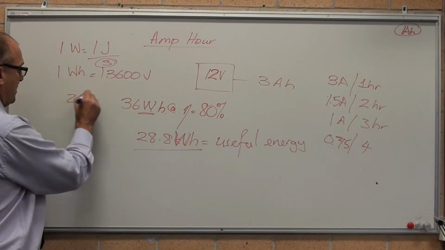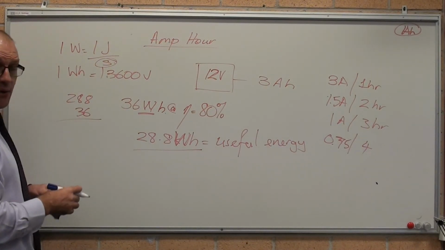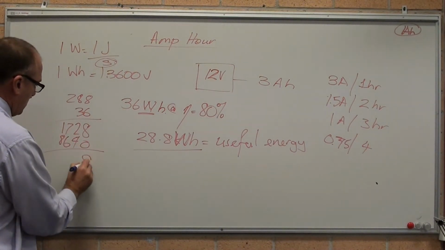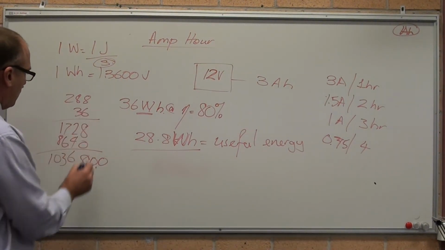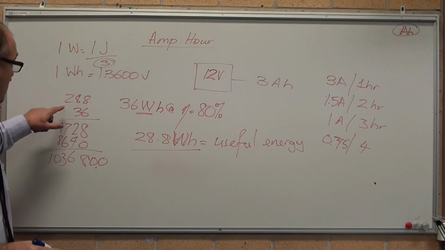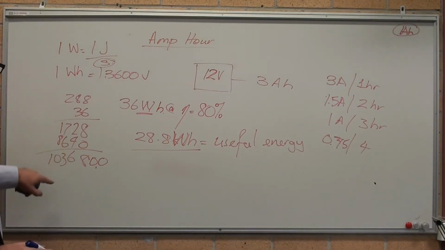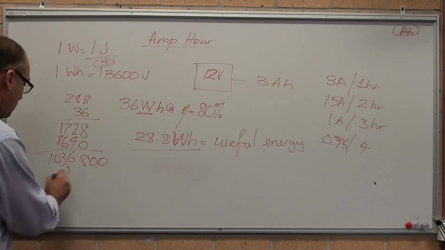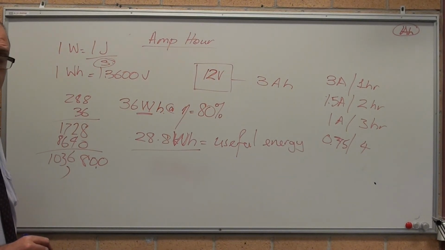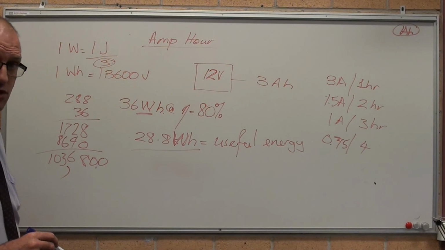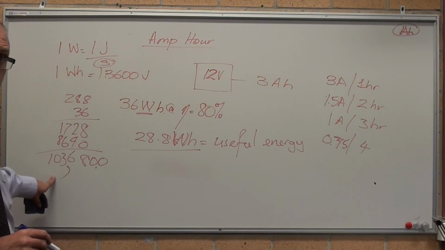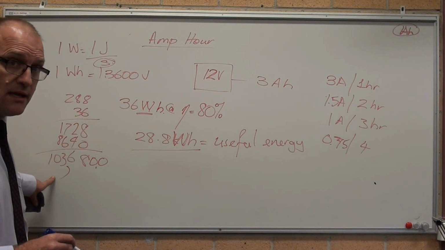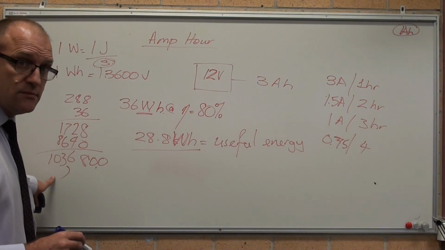36 times 28.8. I'm just too lazy to go over there and get a calculator. So 28.8 times 3,600 is, adding the 2 zeros, coming back 1 decimal spot, 103,680 joules. 104 kilojoules of energy I have available to me to provide useful work.